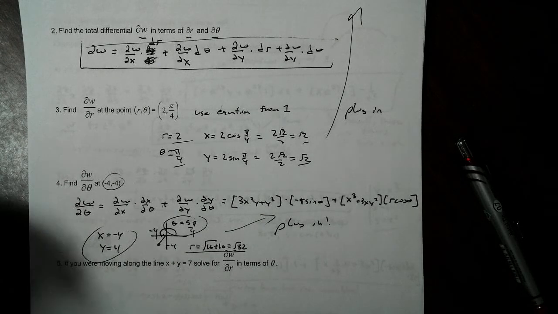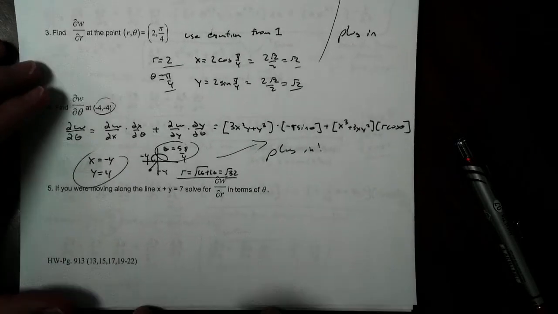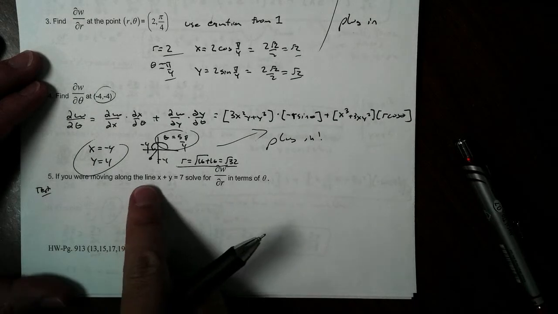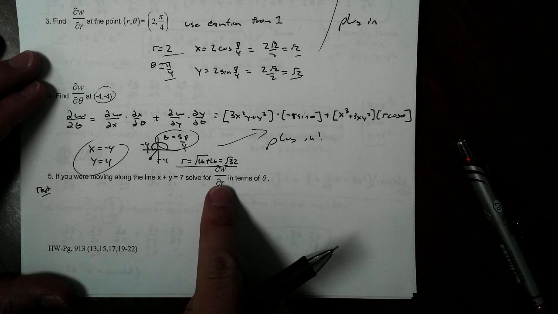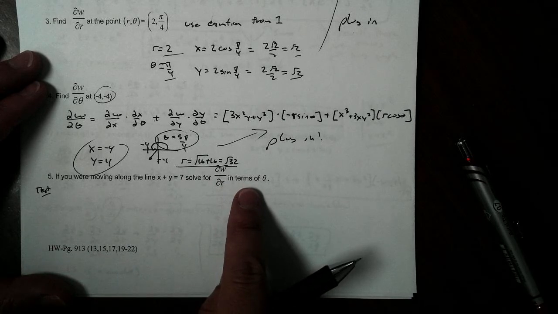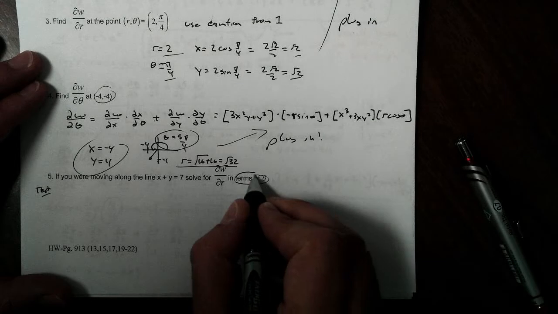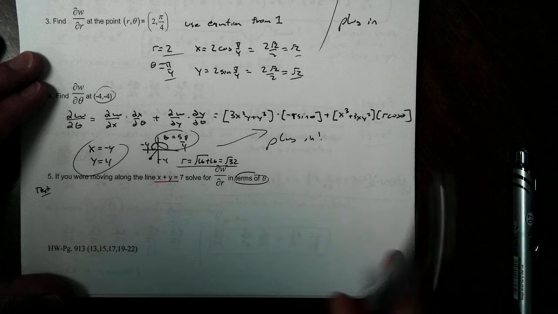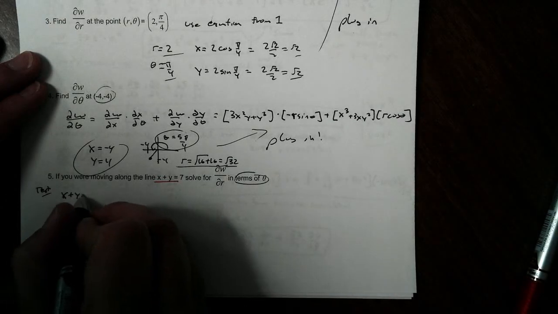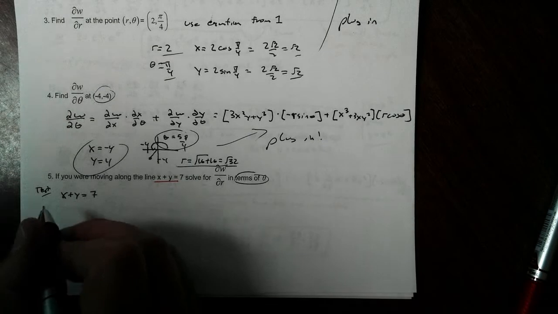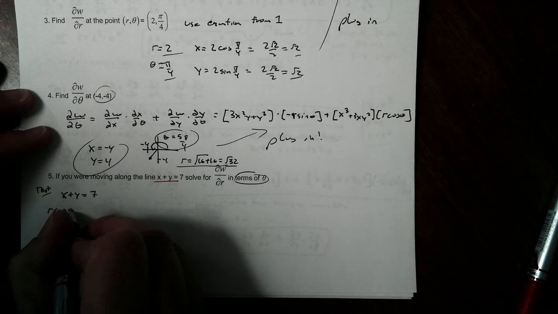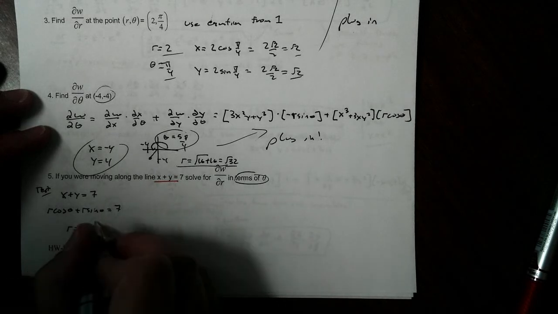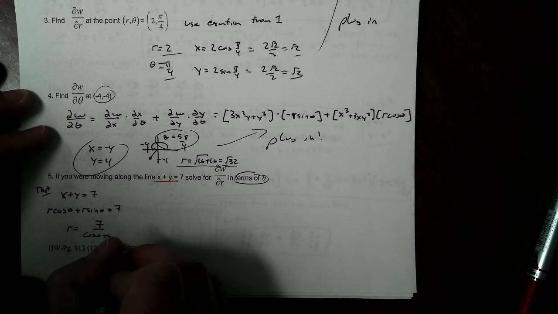All right, and our very last example here. This is a good one, one that you could see on a test or a quiz or something along those lines. If we're moving about the line x plus y equals 7, solve for dw dr in terms of theta. Now notice we're looking for this in terms of theta, so we have to convert to polar. If we have x plus y equals 7, right away this says r cosine theta plus r sine theta equals 7. And I can solve for r right away: 7 over cosine theta plus sine theta.